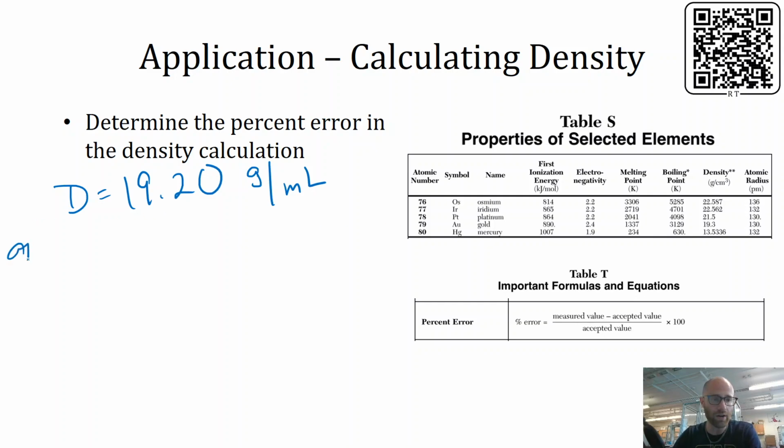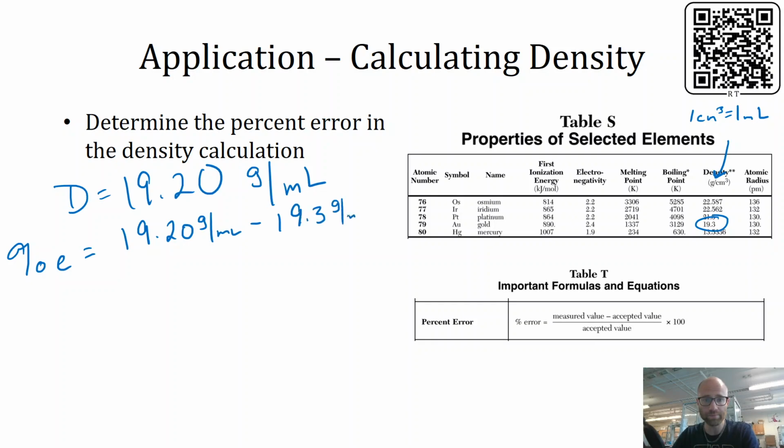So for our percent error, we're going to just follow our value. On table S, gold is number 79 in the periodic table. The density shown right there says grams per cubic centimeter, but 1 cubic centimeter is actually equal to 1 milliliter, so that's also 19.3 grams per milliliter. It says measured value minus accepted value divided by accepted value times 100%. And then we're just going to go through and do that math kind of quickly.